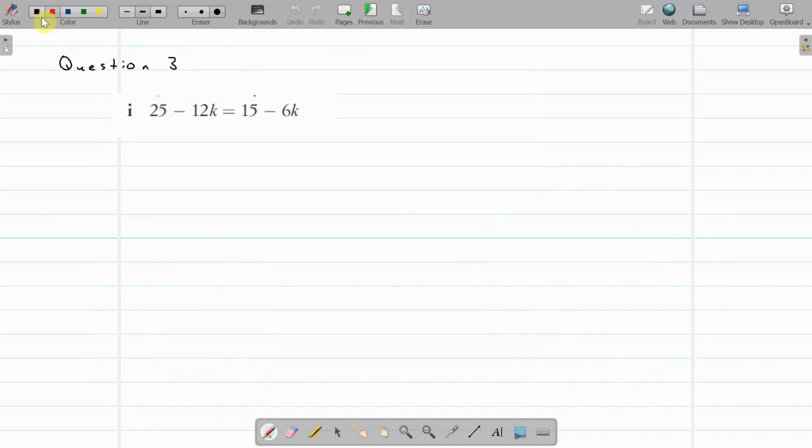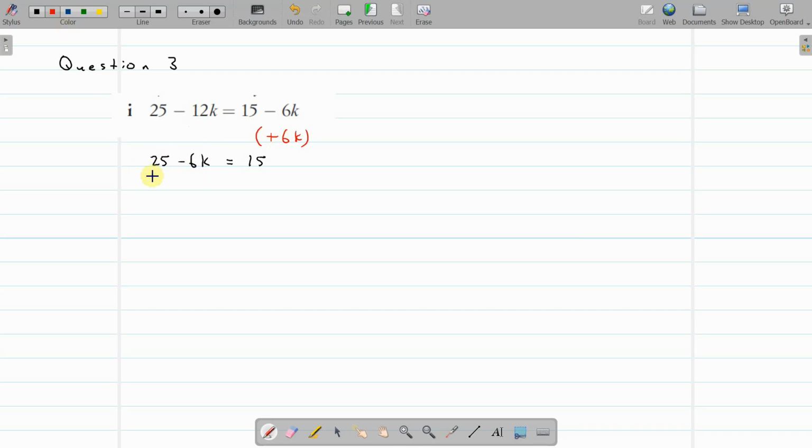Okay, question 3, very similar stuff. And I'll just do the last question. Variable minus 6k goes over here by doing the reverse, plus 6k. When you do that, this side, since that's now cancelled, is left with 15. The 25 is not impacted by the plus 6k, so that stays. Minus 12k plus 6k. Minus 12 plus 6, that's minus 6.